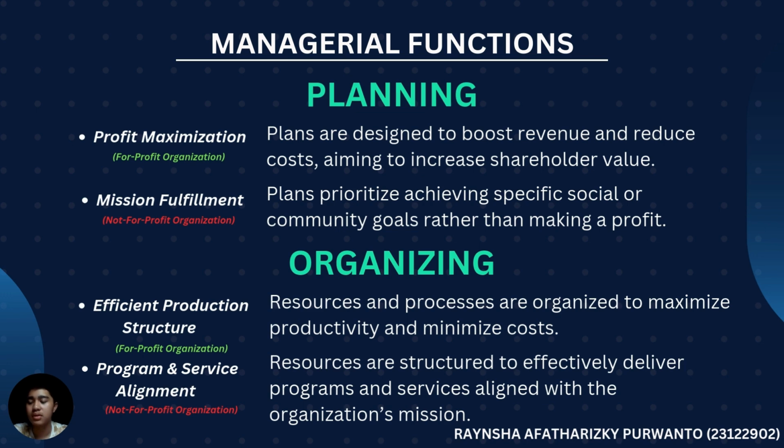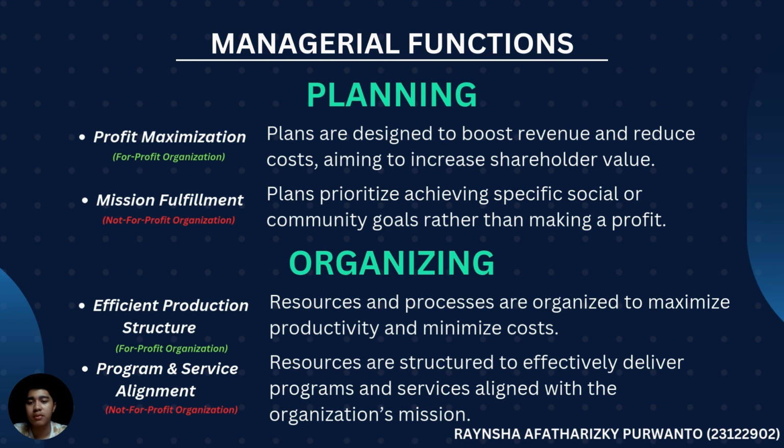For-profit organization, efficient production structure. Resources and processes are organized to maximize productivity and minimize costs. So the organizing is about building a structure that maximizes operational efficiency. This often involves streamlining production, optimizing workflow, and allocating resources effectively to boost productivity and cost effectiveness. This focuses on creating an organization that can respond to market demand swiftly while minimizing waste and overhead.